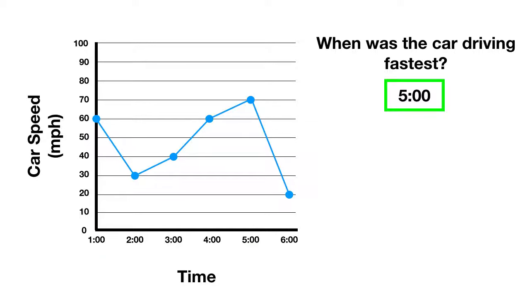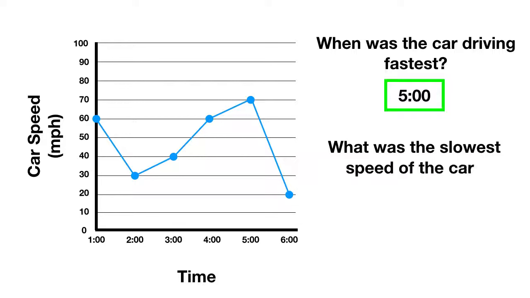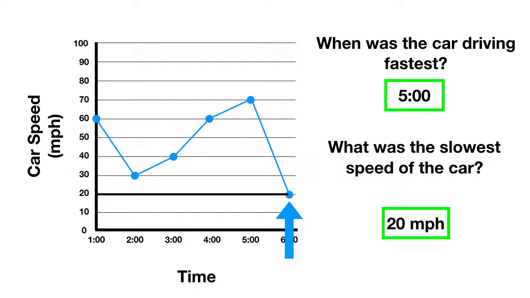Our next question is, what was the slowest speed of the car? Well, remember, the speed is shown on the up and down axis, so the slowest speed will be the lowest point. We can see it right here. Now, to figure out the speed, we can see that this is at the 20 mile per hour mark. The slowest the car was moving was 20 miles per hour.